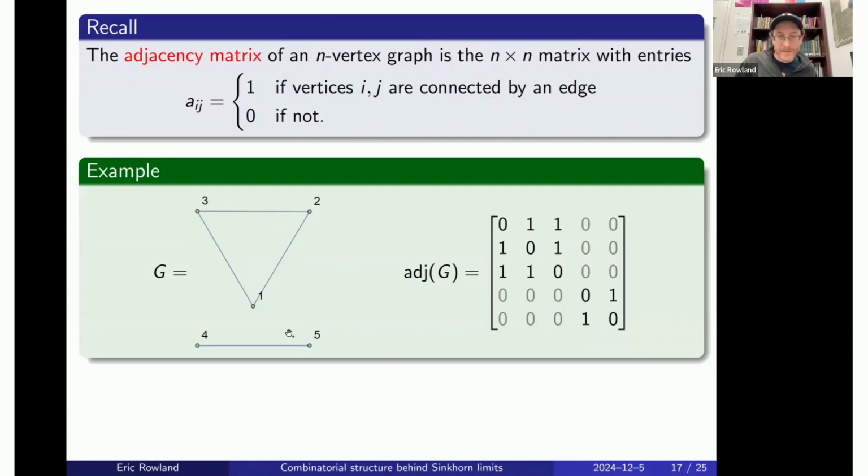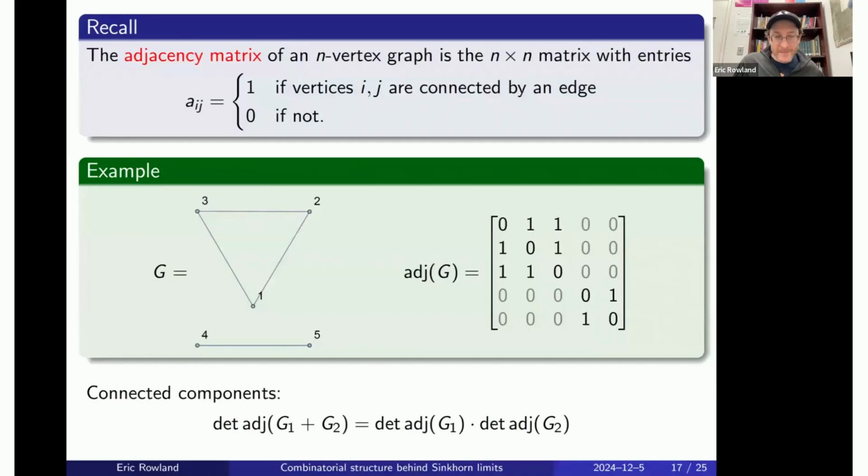So here we have a graph on 5 vertices. The adjacency matrix is going to be a 5 by 5 matrix. We have a 1 in this entry, for example, because that's row 1 and column 3. Vertices 1 and 3 are connected by an edge. And the adjacency matrix has this nice property in terms of determinants. If your graph has multiple connected components, then your adjacency matrix is going to be a block diagonal matrix, right? Because you're going to have a bunch of zeros to indicate that one component is not connected to another. And when you have a block diagonal matrix, the determinant is the product of the determinants of the blocks. So the determinant of the adjacency matrix behaves nicely relative to connected components.